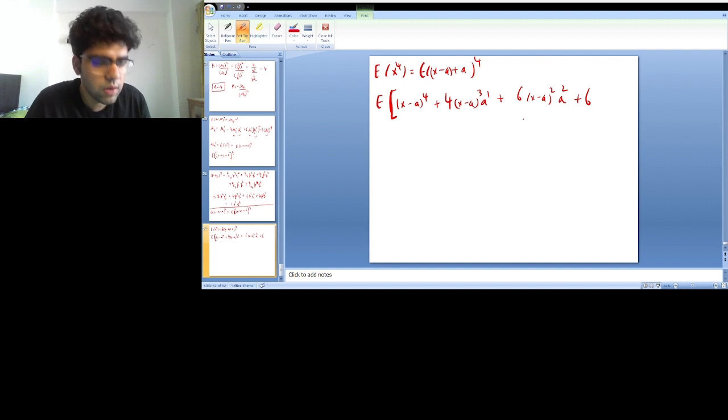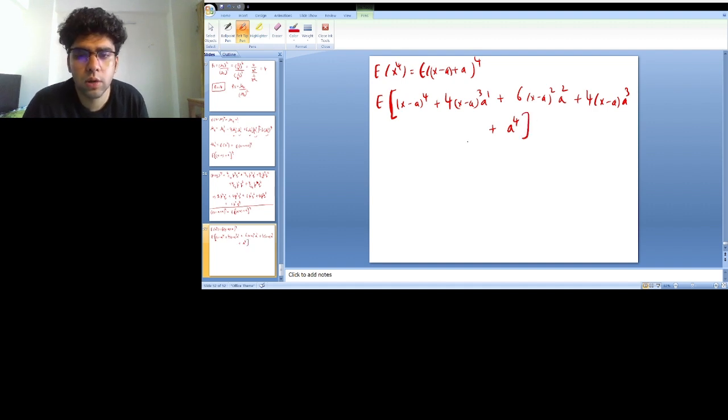So this gives me x minus a cube, plus a to the power 4 and x minus a to the power 0, so that is 1, right?